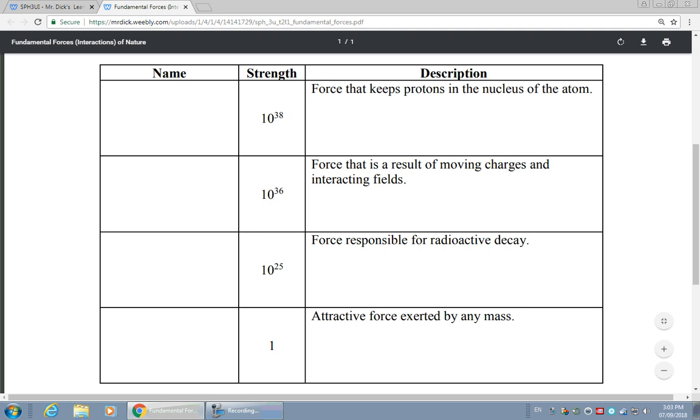This chart is arranged from the strongest force at the top down to the weakest force at the bottom. But I'm actually going to go through this chart in reverse order. I'm going to start at the bottom. The one definition you already have on your page at the bottom is an attractive force exerted by any mass. Well, we call that gravity. That's something we've already talked a little bit about in this course. Gravity is an attractive force that is exerted by any mass.